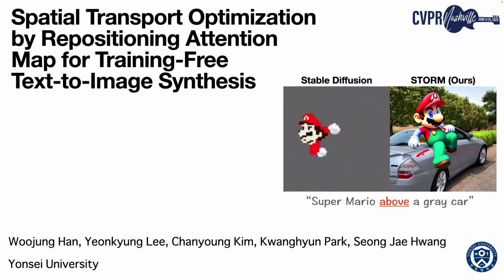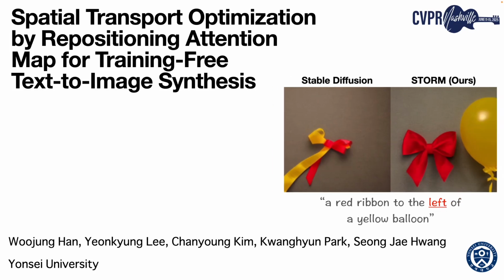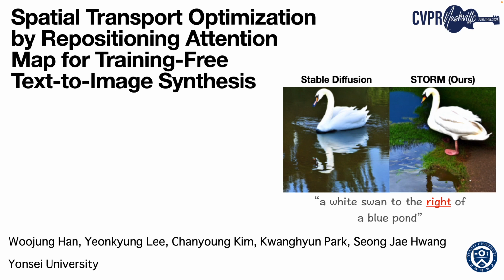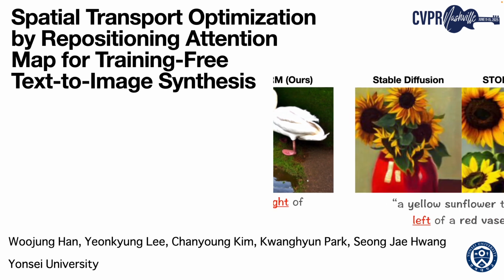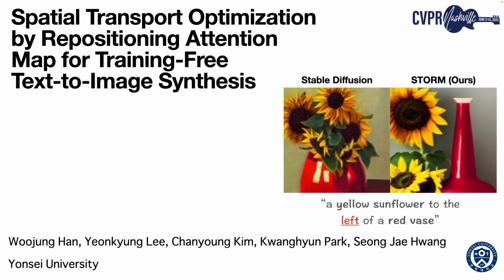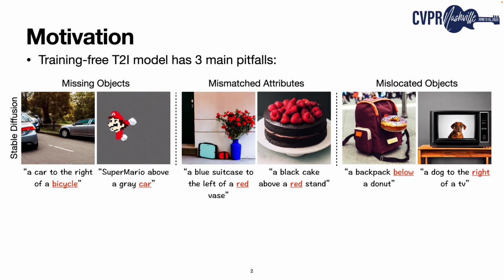We introduce a novel training-free approach to text-to-image synthesis as presented in the paper titled Spatial Transport Optimization for Training-Free Text-to-Image Synthesis. Text-to-image synthesis has recently excelled in high-quality image generation, particularly in a training-free manner. However, while the existing methods have been continuously focusing on several pitfalls, such as missing objects and mismatched attributes, another critical issue of mislocated objects remains, where generated spatial positions fail to align with text prompts.